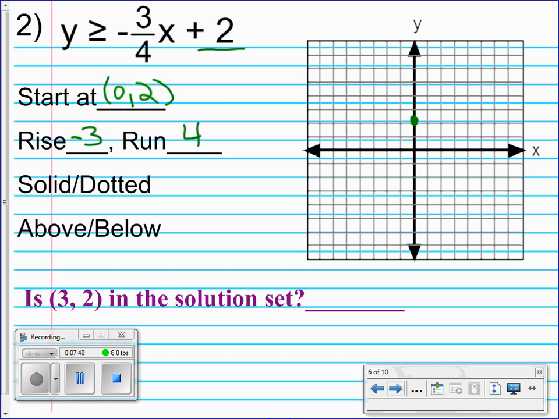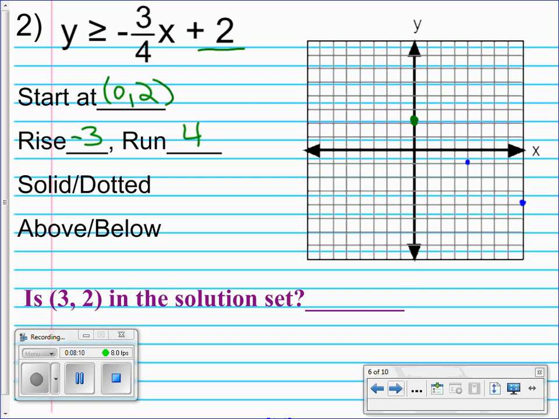4. Remember, with negative slopes, it's only one of the parts that becomes negative. I always choose it to be my rise. So now I'm going to do my slope points. I'm going to go down 3, 1, 2, 3, over 4, 1, 2, 3, 4. Now I have 3 points that I can graph.